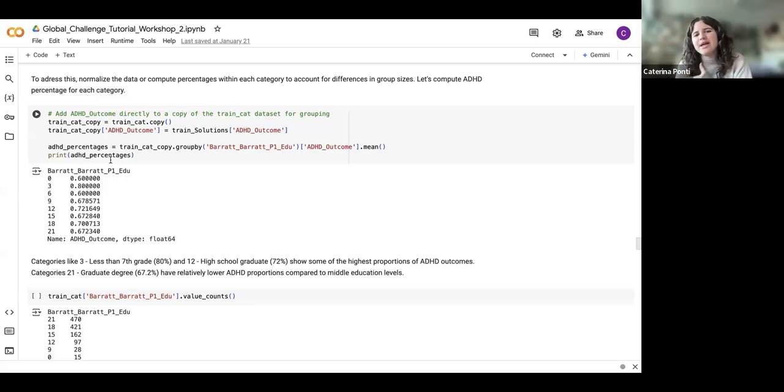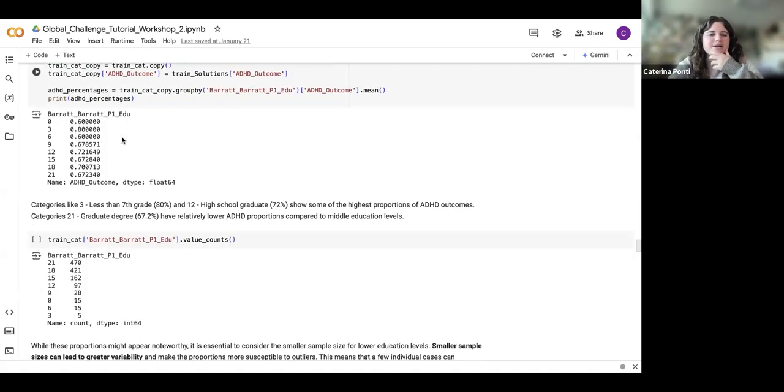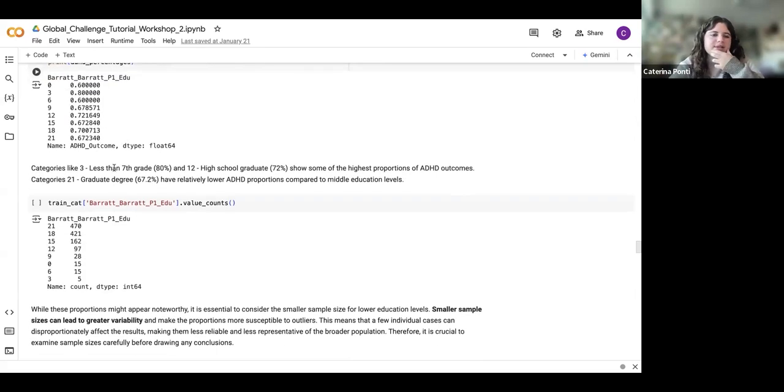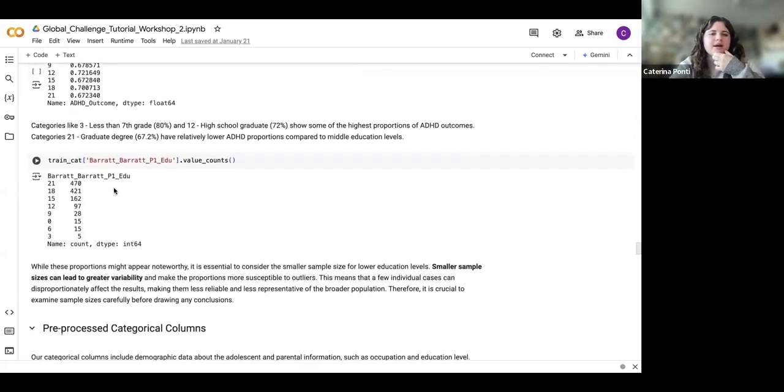That's, I think, the conclusion that we can take from just looking at this class imbalance and seeing that we have such a small sample size for this category. We should not draw any conclusion on whether parent 1 education actually leads to ADHD or not. We don't know, because there's a really big class imbalance. So a smaller sample size can lead to greater variability, so we cannot conclude anything.